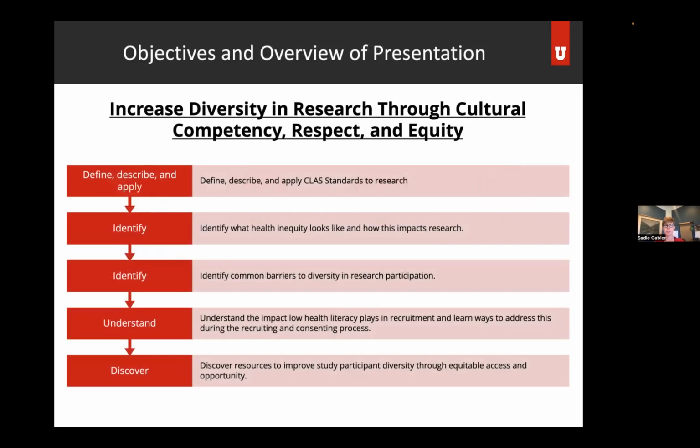So what I'm going to talk to you today about is diversity in research and recruitment. I am often approached by researchers and study teams after the fact when their enrollment is dragging and they don't feel like they're getting an adequate representation from the diverse community that we serve, and they are reaching out for assistance and support. So what we'll talk about today is the CLAS standards.